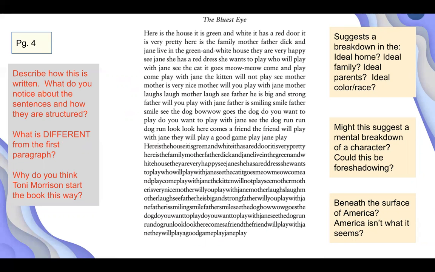So if I read this out loud, here's the house. It is green and white. It has a red door. It is very pretty. Here is the family. My father, Dick, and Jane live in the green and white house. They are very happy. See Jane.